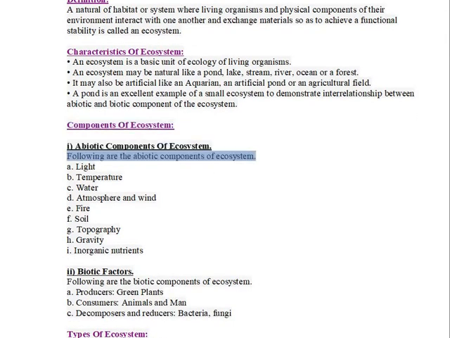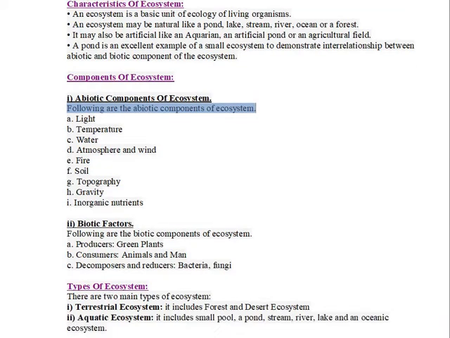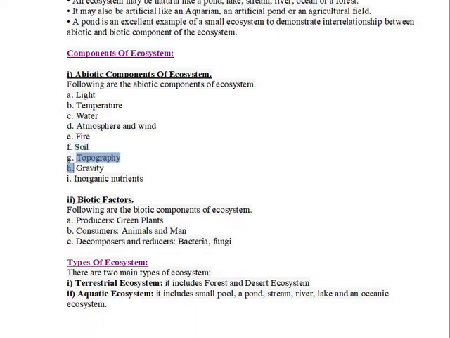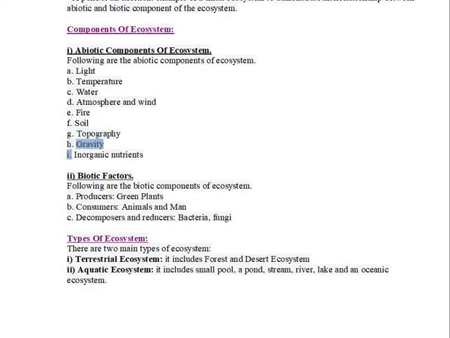1. Abiotic components of ecosystem. Following are the abiotic components of ecosystem. A. Light, B. Temperature, C. Water, D. Atmosphere and wind, E. Fire, F. Soil, G. Topography, H. Gravity, I. Inorganic nutrients.